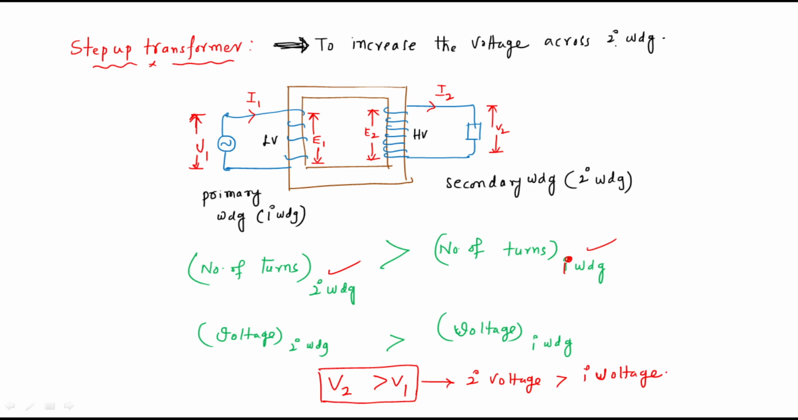To increase the voltage across secondary winding, we increase the number of turns in secondary winding. Simple. So in order to increase the voltage across secondary winding, we have to increase this number of turns. That's it. That is step up transformer.